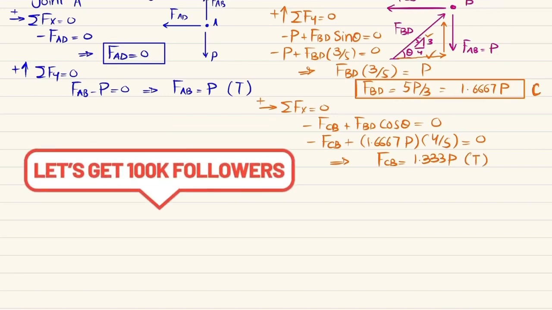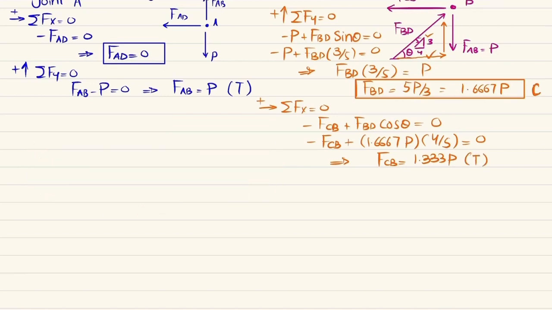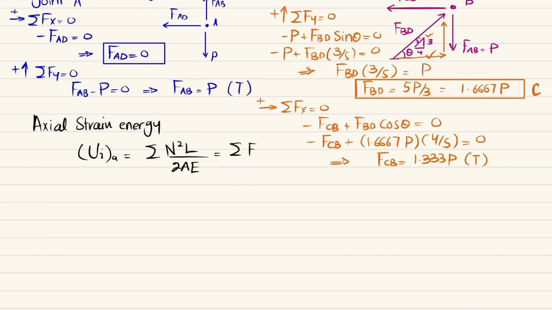Okay. Now we have all the axial forces in the members of the truss. So we will find the axial strain energy. I will write axial strain energy. And we know that axial strain energy Ui due to axial loading will be equal to the sum of n square L over 2AE, or you can also write it as the sum of F square L over 2AE. Clear? We will use this formula, but before that we have the area, which is given as 2.5 into 10 to the power minus 3 square meter, and first we'll find the maximum load P that can be applied.